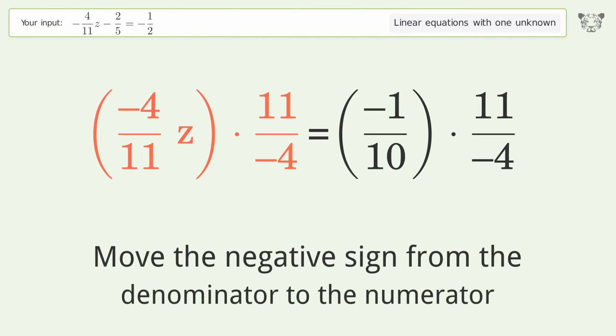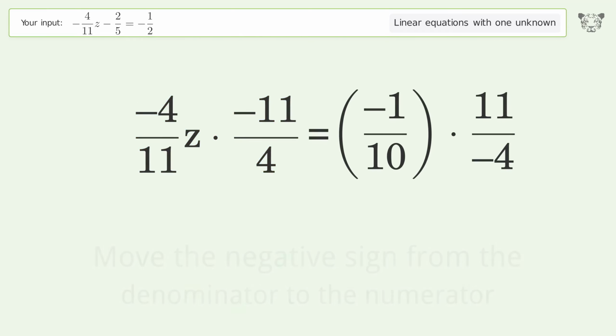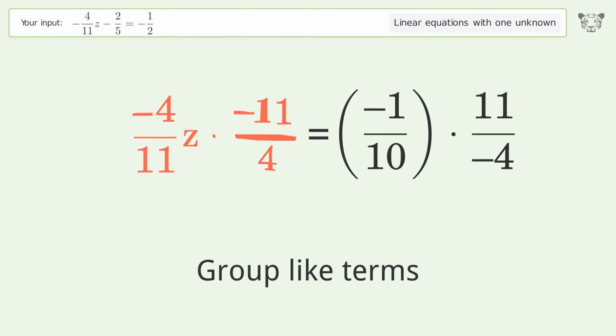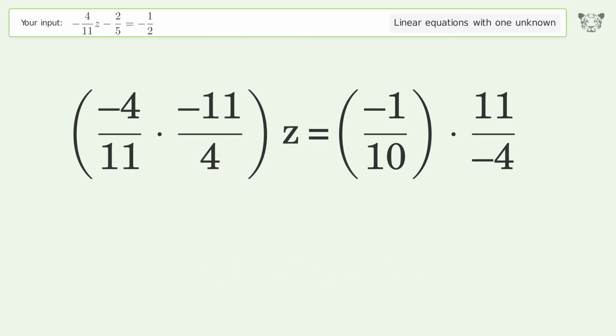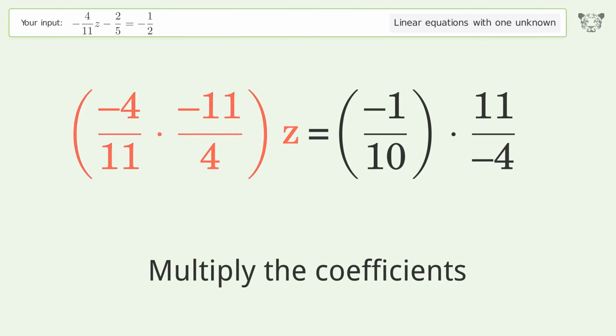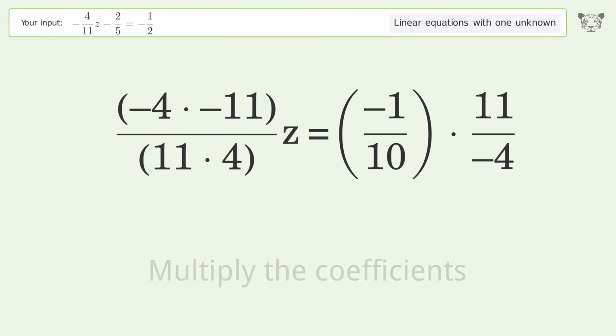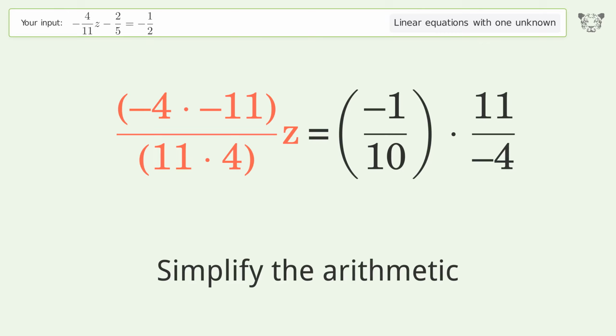Move the negative sign from the denominator to the numerator. Group like terms. Multiply the coefficients. Simplify the arithmetic.